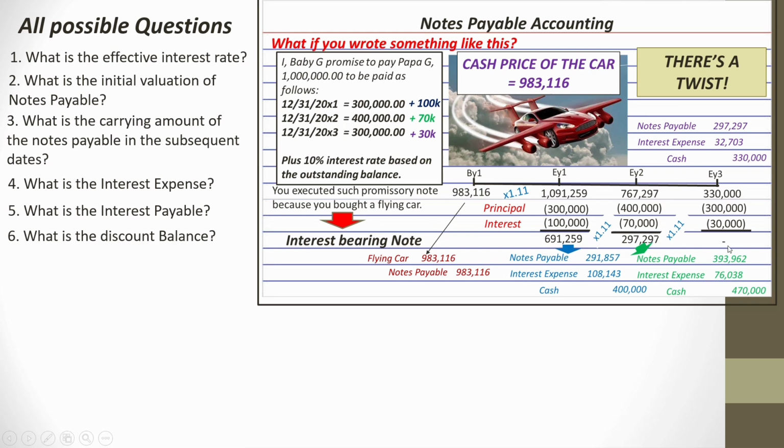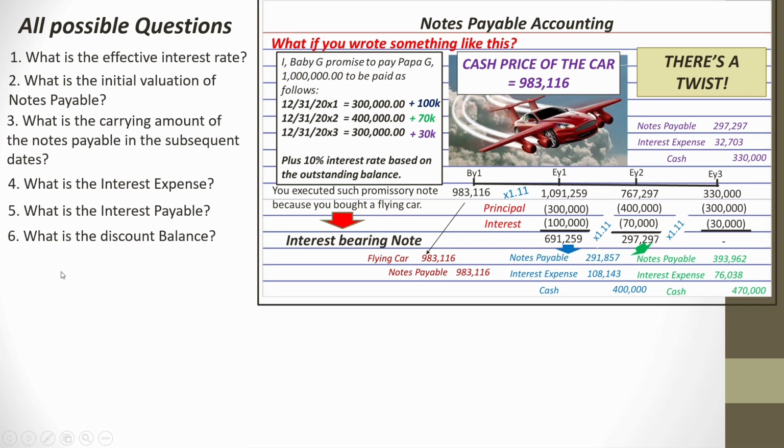Okay? And at the end of year 3, the undiscounted principal balance is zero because everything has already been paid for. At year 1, 300. At year 2, 400. At year 3, 300. So again, the outstanding balance is zero. And you know what? The carrying amount is also zero because again, everything has already been paid for. So it's very logical that the discount is also zero. So that's it for possible question number 6.